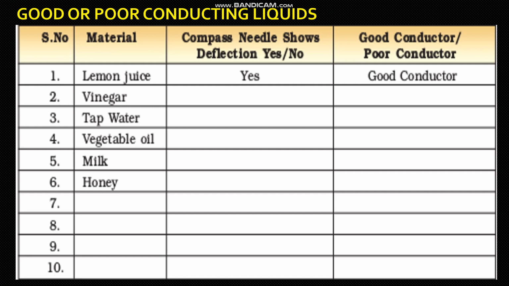When we dip the free ends of the tester in vegetable oil, there is no deflection of the compass needle. What does it show? It shows that vegetable oil is a poor conductor of electricity. If we dip the free ends in milk, we can see the deflection. That means milk is a good conductor. In honey, we cannot see the deflection. That means honey is a poor conductor.